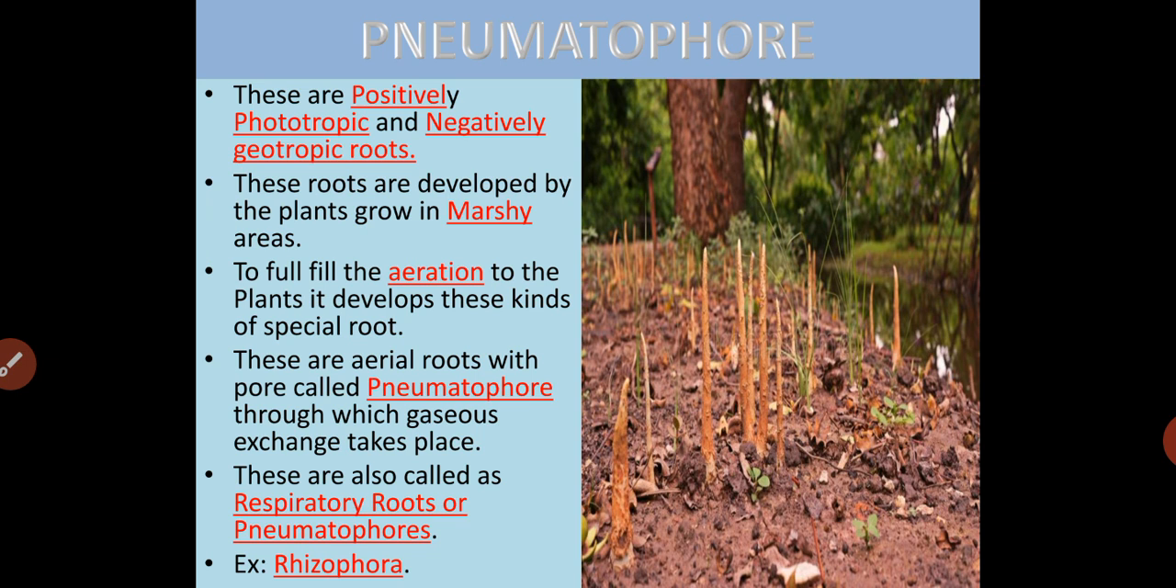Example, Rhizophora. We all know that in the marshy area there is no proper aeration for the root, so they produce a special type of roots called the nematophores for the purpose of respiration, and these roots have the speciality of growing in positively phototrophic and negatively geotrophic condition. These roots bear the nematopore through which the exchange of gases takes place, so that it helps the plant's growth. Hence these roots are called the respiratory roots or the nematophores, which is commonly seen in case of Rhizophora.